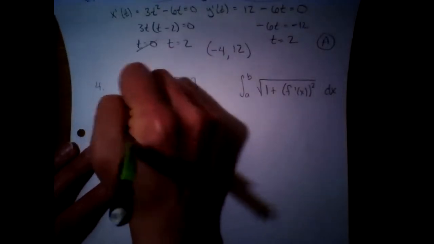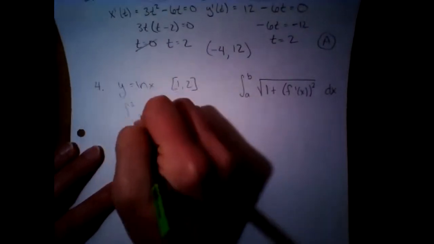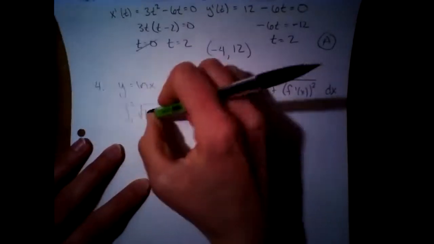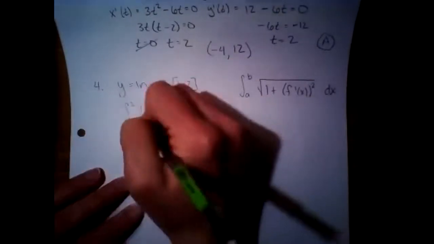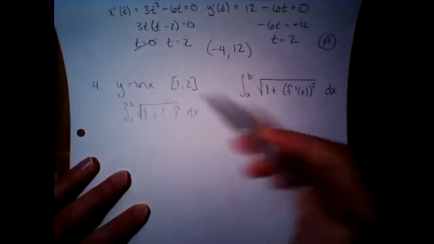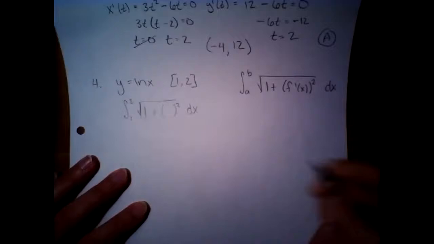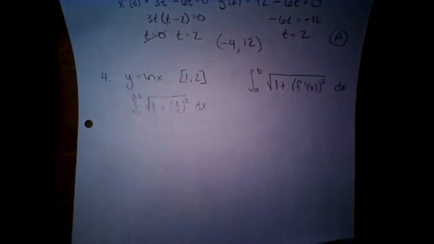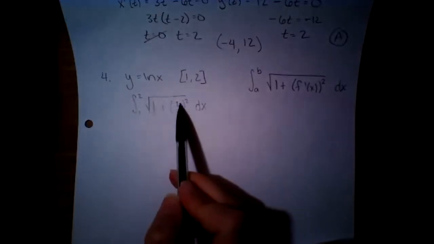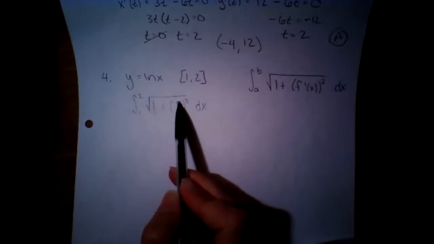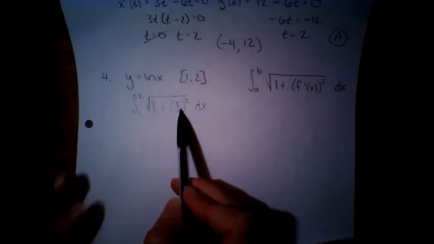So it's going to be integral from 1 to 2, big square root, and then 1 plus the derivative squared. I'm trying to hurry so I can do as many of these as we can. And so the derivative of ln is 1 over x. So that is our answer. We're just picking which one looks like that. If you do 1 squared, you get 1, x squared is x squared. So I think they wrote it as 1 plus 1 over x squared, and yeah, they did. So that one is A.